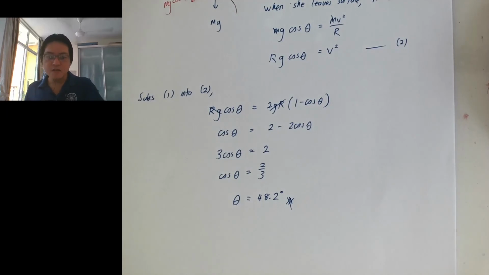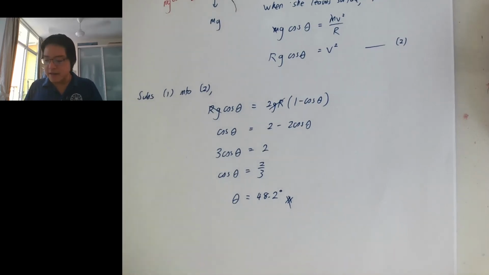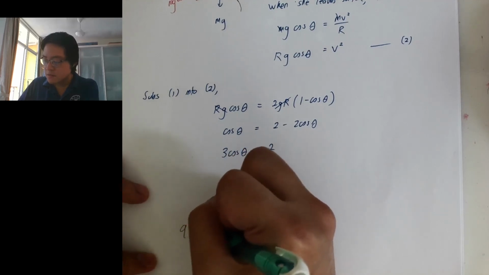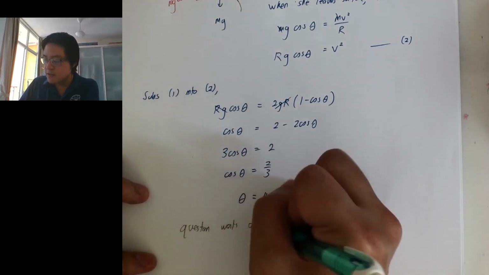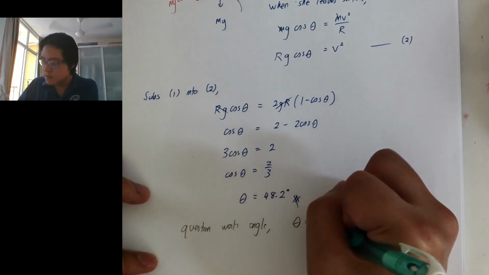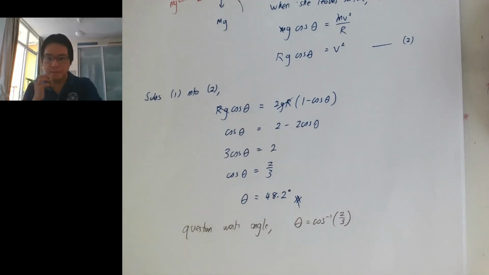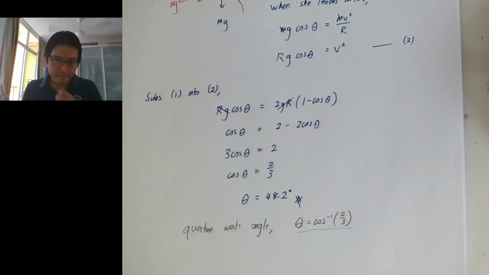Can we just say cos theta equals 2/3? Technically, if the question is asking for the angle, if the question wants the angle, we must give the angle. So we can say this. Yeah, so you can put it like this. That's also fine. Okay, any other question?